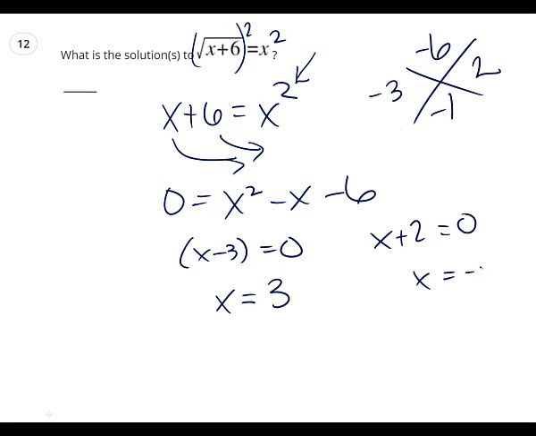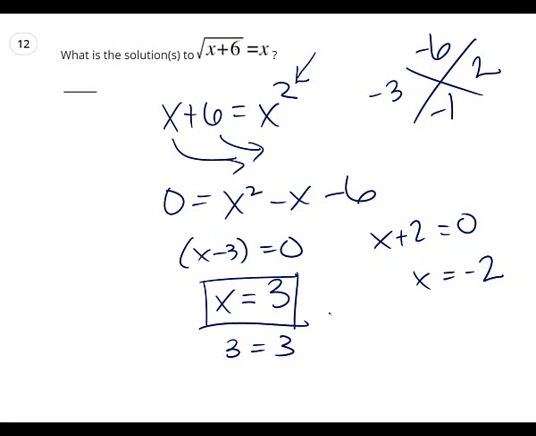Okay, now let's go back and think about that original. Let's check the original because I may have extraneous here. If I plug the 3 in, I get 3 plus 6, which is 9. Square root of 9 is 3, so 3 equals 3. Is that one okay? Yeah, that's a good answer. What about putting in the negative 2? It's going to be a radical equals negative 2. Is that a possible answer choice? No. So it's just the 3.